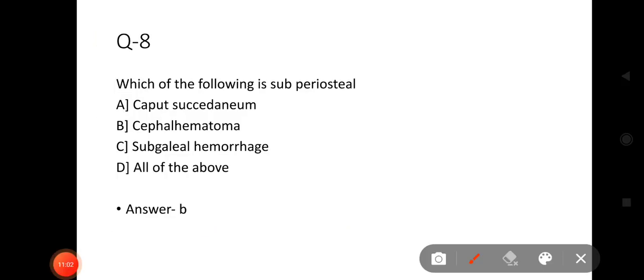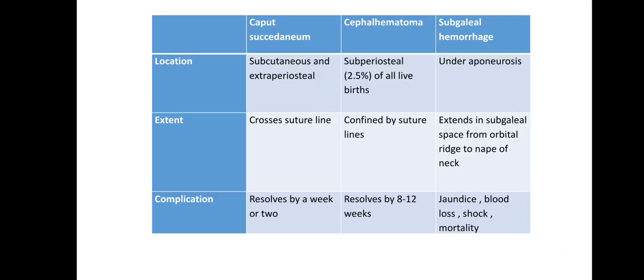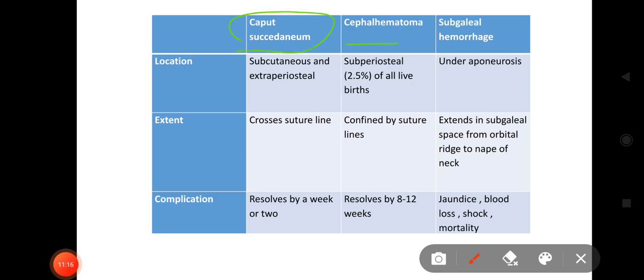Now next question, which of the following is subperiosteal? Among these following conditions: caput succedaneum, Keffel hematoma, or subgaleal hemorrhage. So Keffel hematoma is subperiosteal. Now the difference between these three. Location of caput is subcutaneous and extraperiosteal. Keffel hematoma is subperiosteal and it occurs in 2.5% of all live births, and subgaleal hemorrhage is under the aponeurosis.